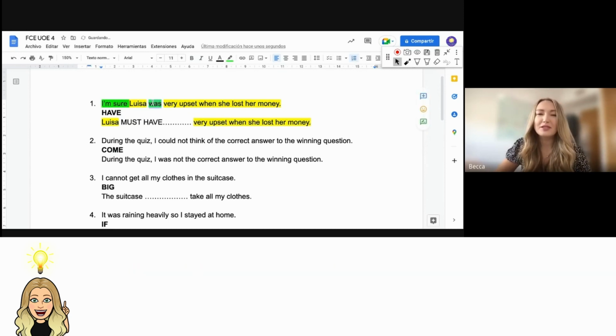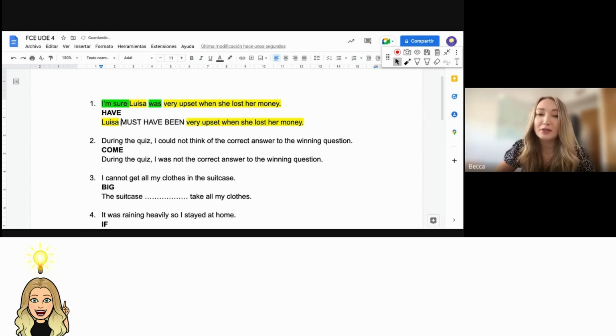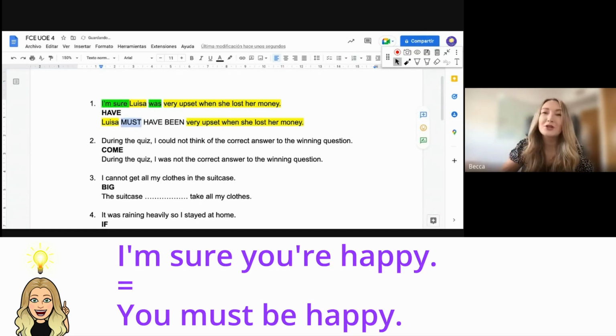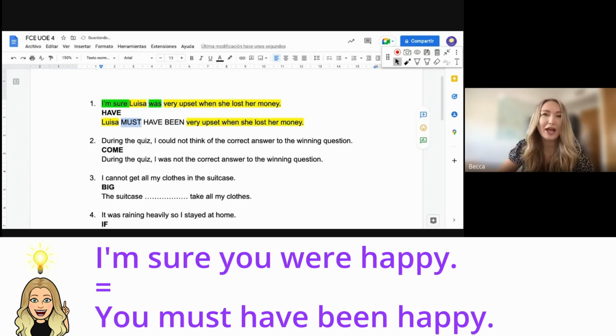And this verb is in the past. So we need here have. We cannot change it. We need a past participle of this verb. Luisa must have been very upset when she lost her money, right? We use must when we're sure of something, right? If you passed the exam, you must be happy. If you passed the exam in the past, you must have been very happy when you saw your results, right?